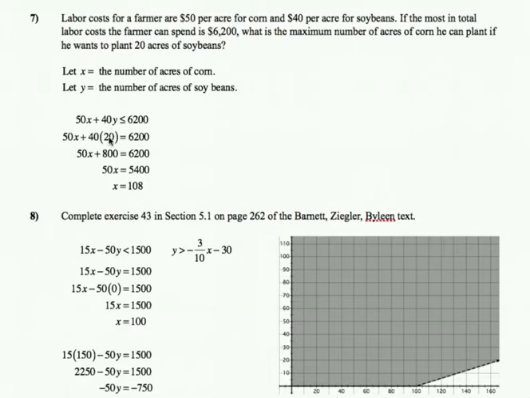Well, we are told that he's going to plant 20 acres of soybeans, so we substitute 20 in for y, and we have turned this into an equation because we want to know exactly how many acres of corn he can plant, and that's the very maximum amount that he can plant, and that is the or equal to part in the inequality, which is why we turn it into an equation. 40 times 20 is 800. We subtract 800 from both sides, and we have 50x is equal to 5,400. And we divide both sides by 50 to determine that he can plant exactly 108 acres of corn.